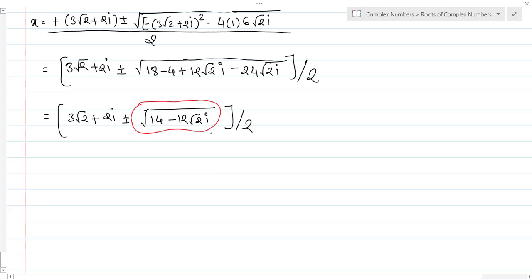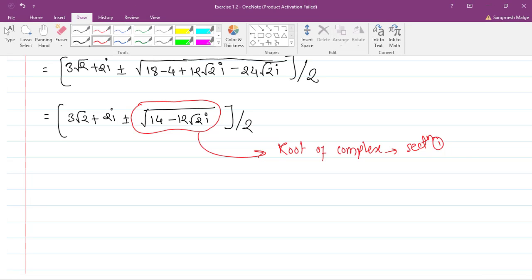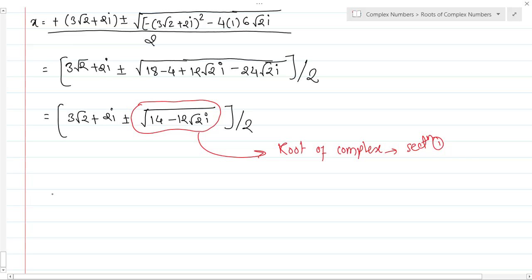Now if you observe the second term of this equation, this is nothing but the root of a complex number. We have seen how to find the root of any complex number in section number 1. If you have not seen that video, please go and check out how we can solve the root of complex numbers. Okay, so now let's find the value of root of 14 minus 12 root 2 i.